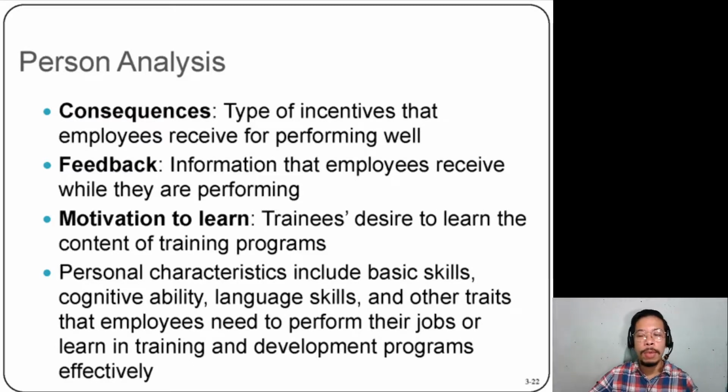Another aspect is what we call here motivation to learn. So this is the internal motives of the person on learning, right? So other personal characteristics include basic skills, cognitive ability, language skills, and other traits that employees need to perform their jobs or learn in training and development programs effectively.